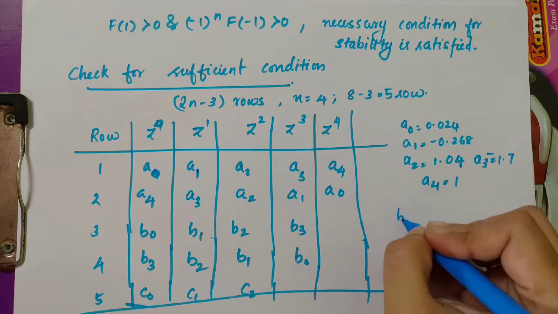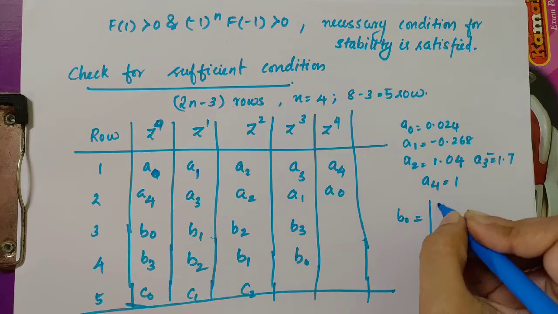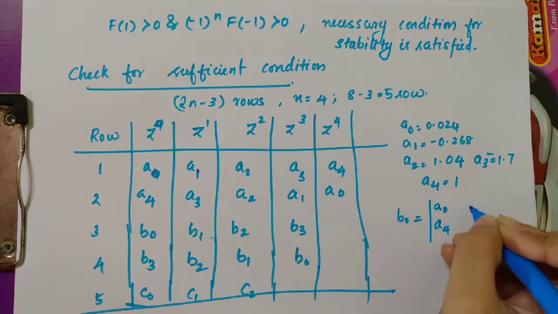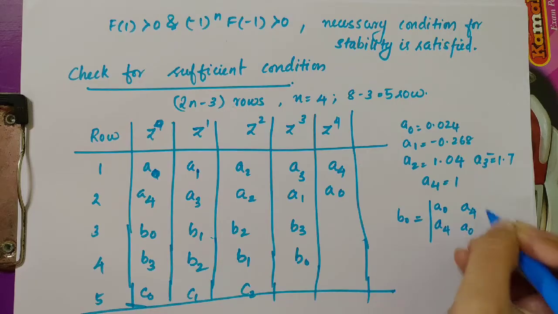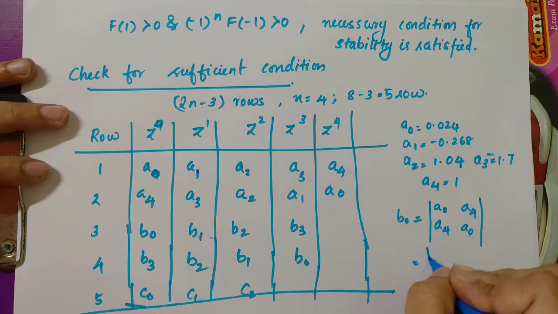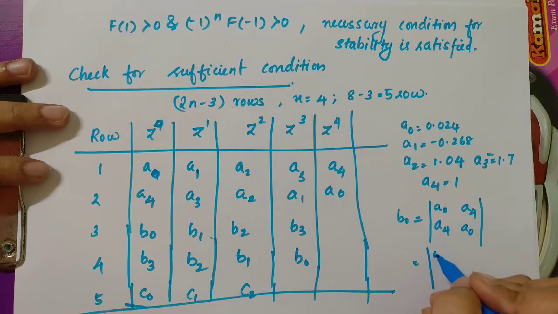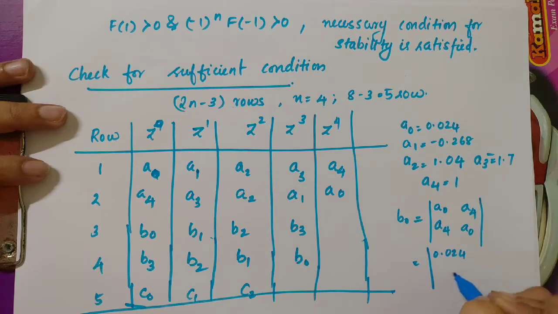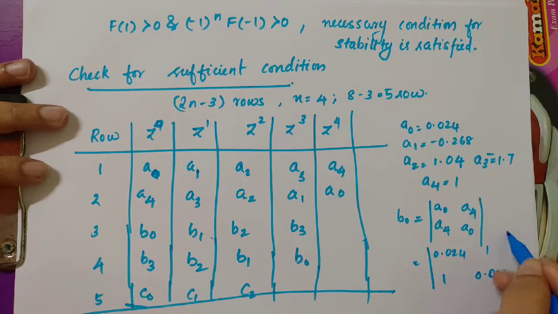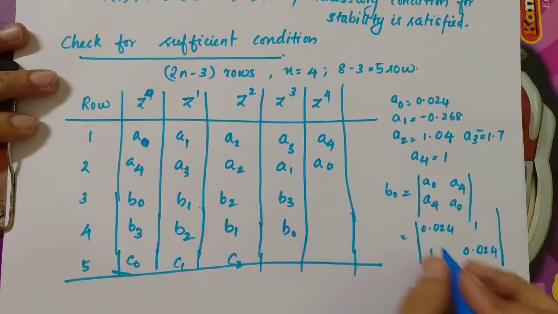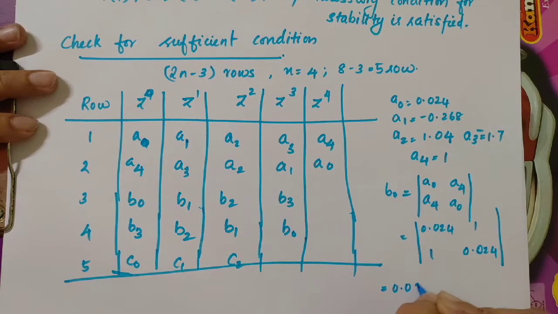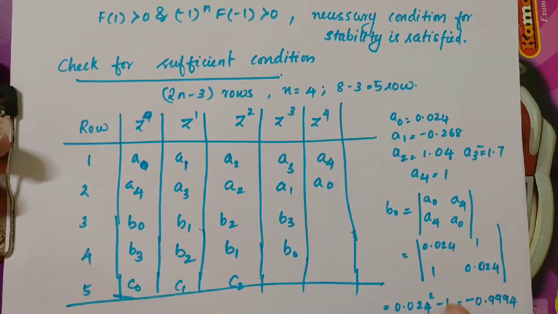Now how do we find B0? It is the determinant of A4, A0, A4, A4, A0. That is equal to, A0 is 0.024, A4 is 1, so 0.024 squared minus 1, that is minus 0.9994. Okay, so we got the first value.